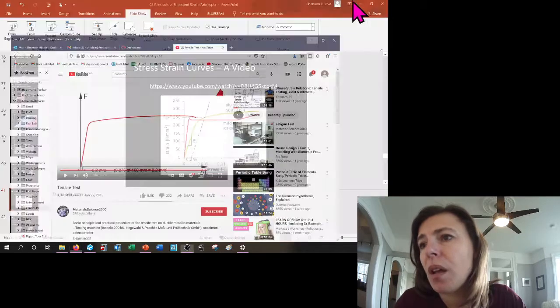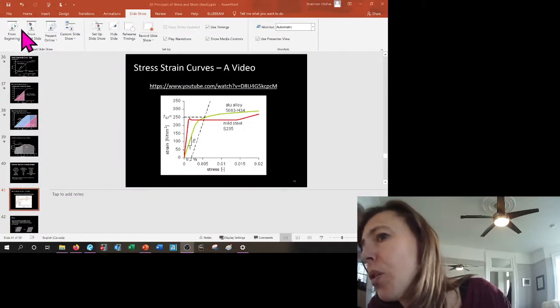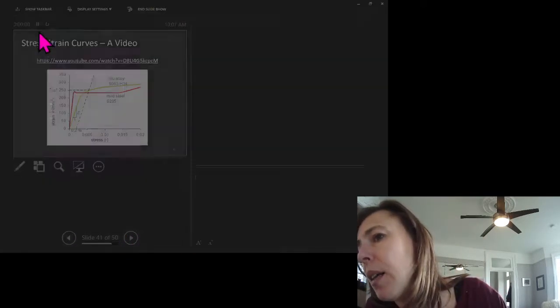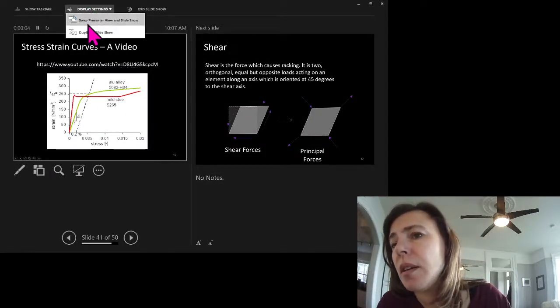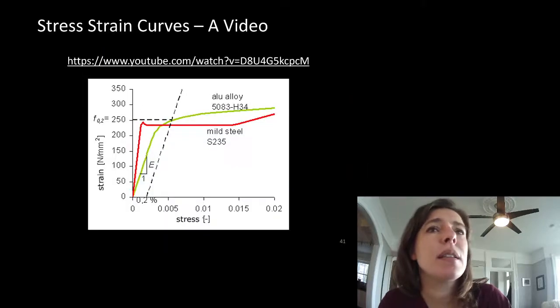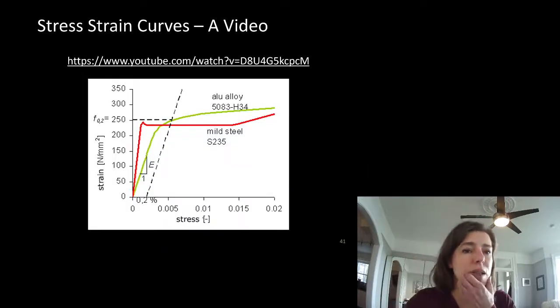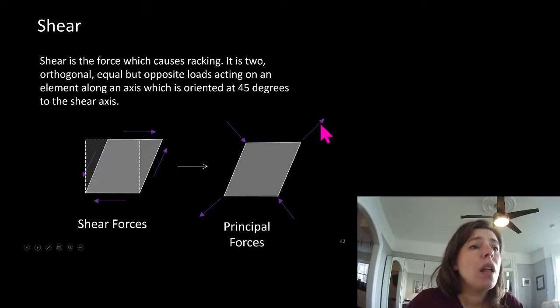Trying to look at the wrong screen. Okay. So let's go back to our... I have to switch some stuff around, swap screens, minimize this. Okay.